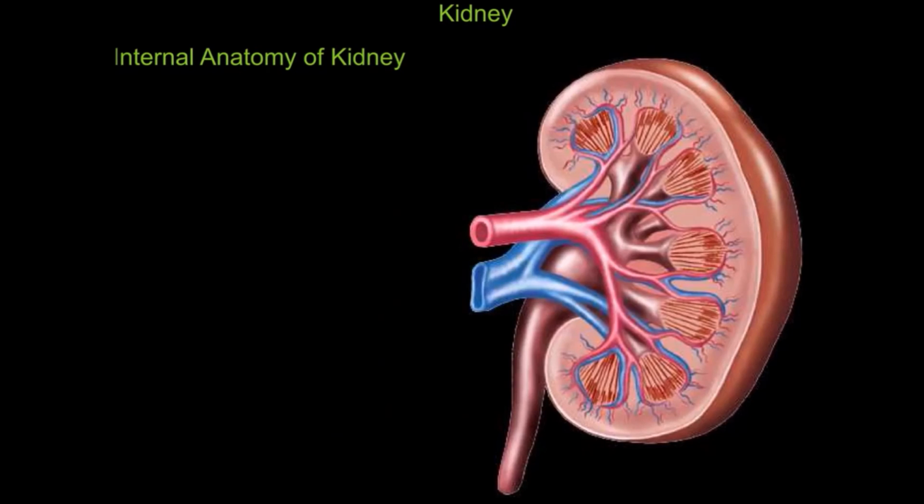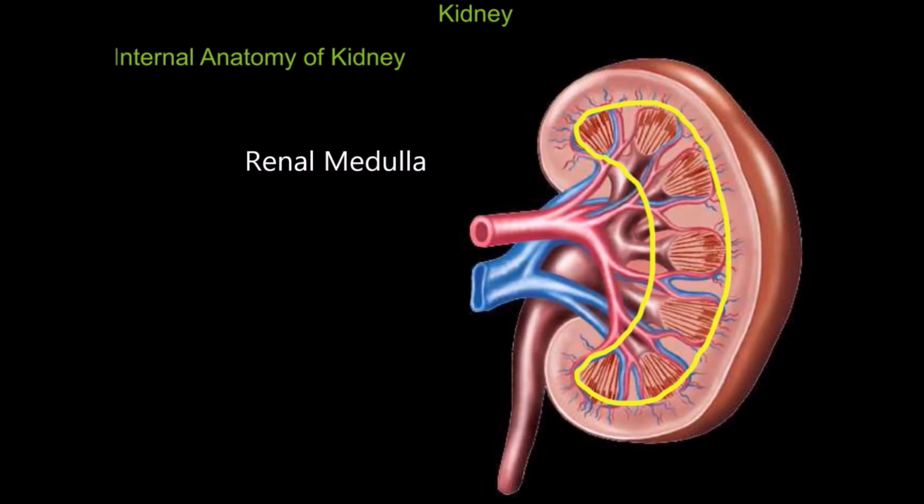From an internal view, you can see how the renal artery further subdivides into smaller arterioles, and the veins further subdivide into smaller venules. The outermost layer of the kidney is called the renal cortex, and the middle layer of the kidney is called the renal medulla.